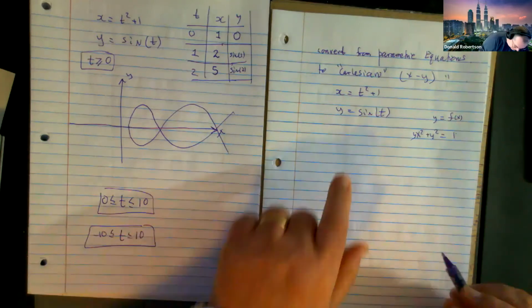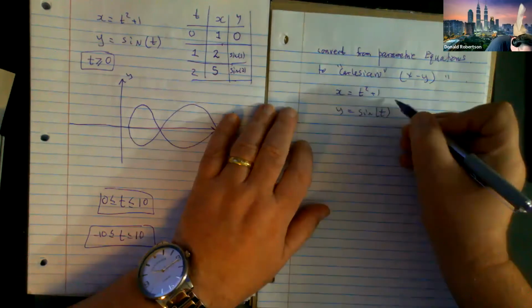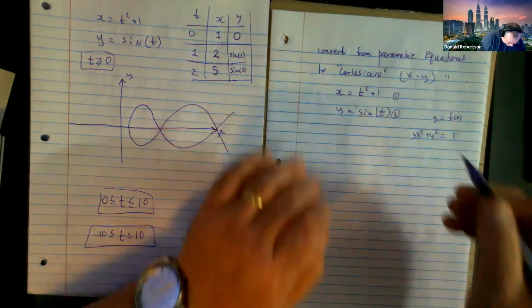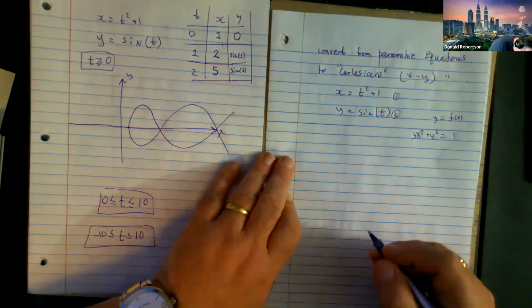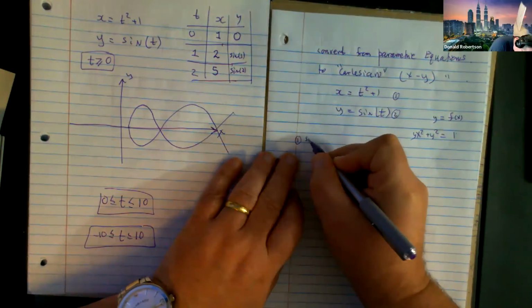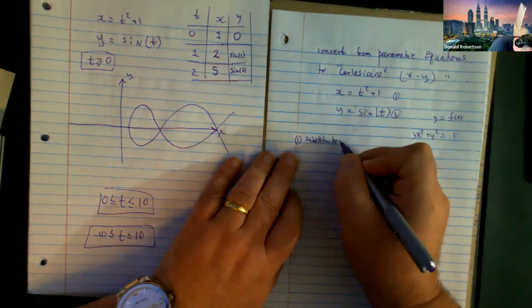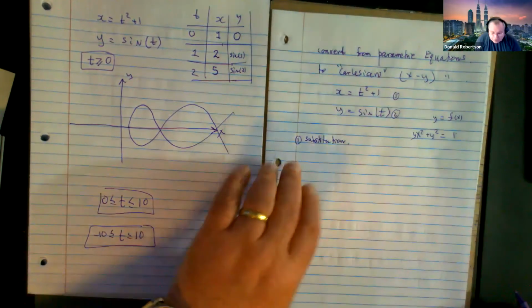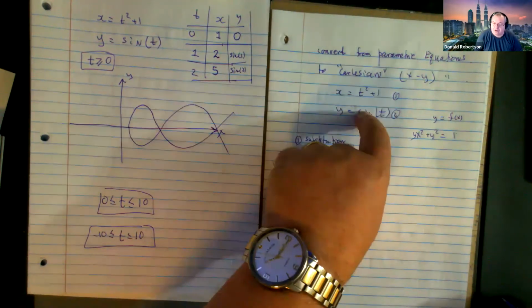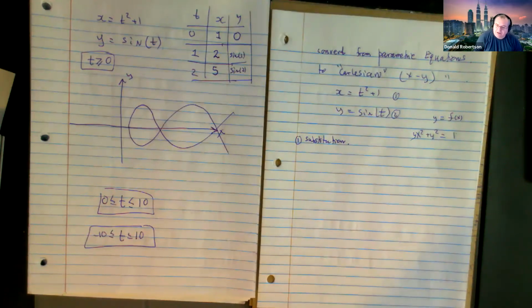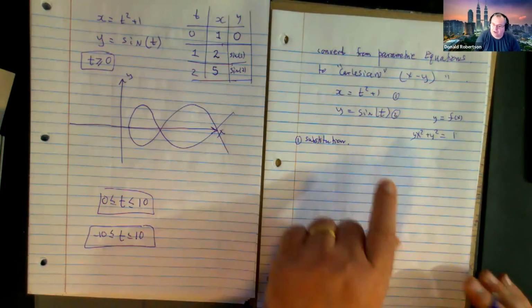So let's go back to this question. How do you do it? Well, there are a number of techniques. Let me show you the first one. First technique is basically substitution. Look at one of the 2 equations and pick one that you can rewrite as t equals. Now I'm going to pick equation 1.